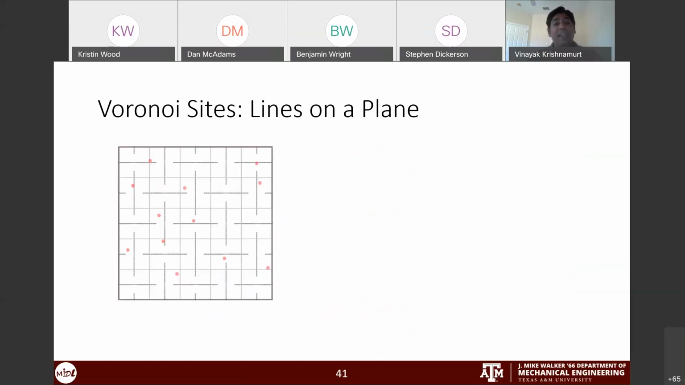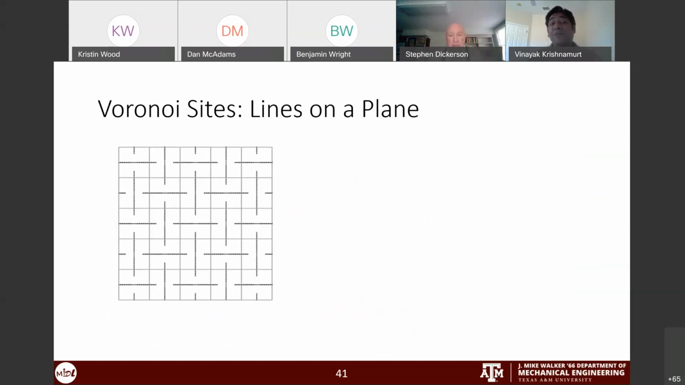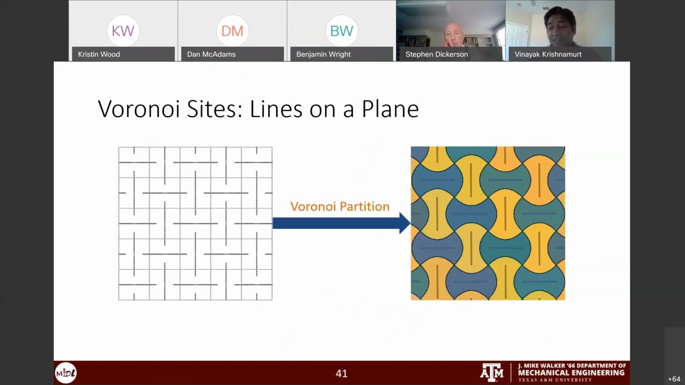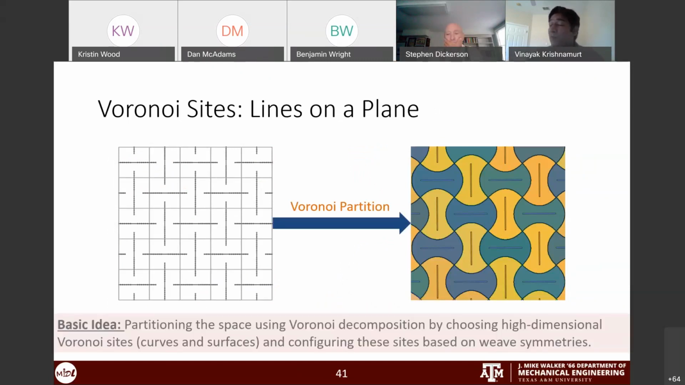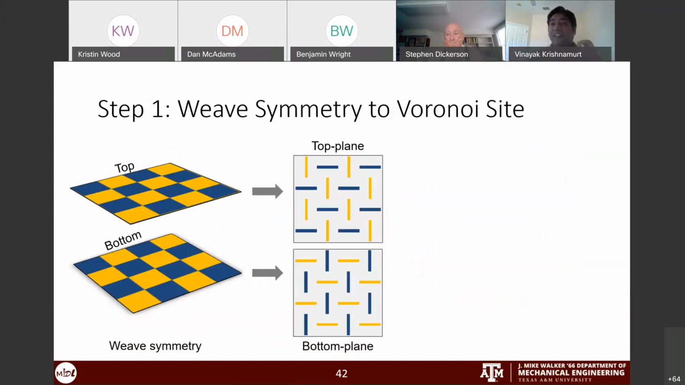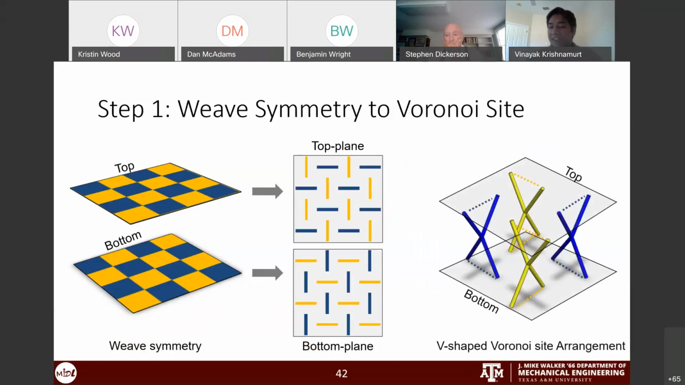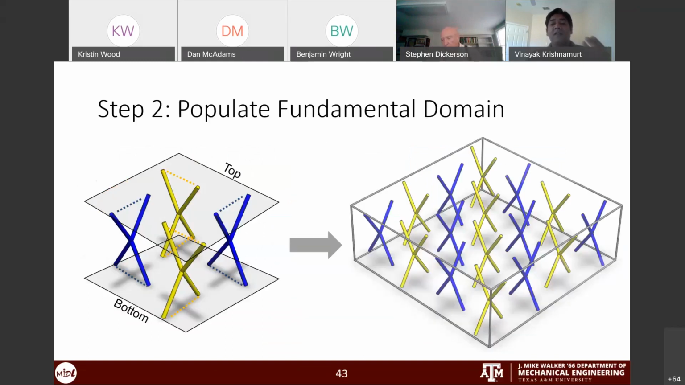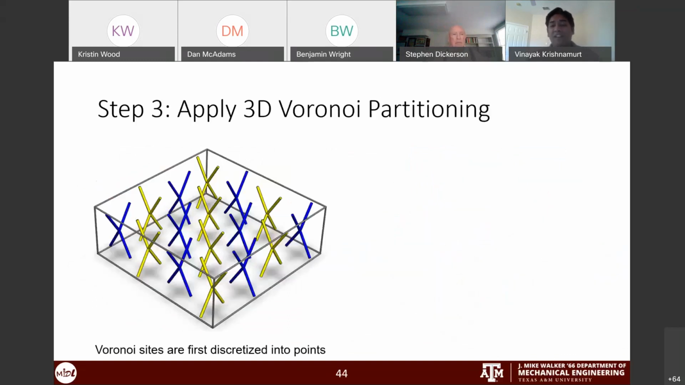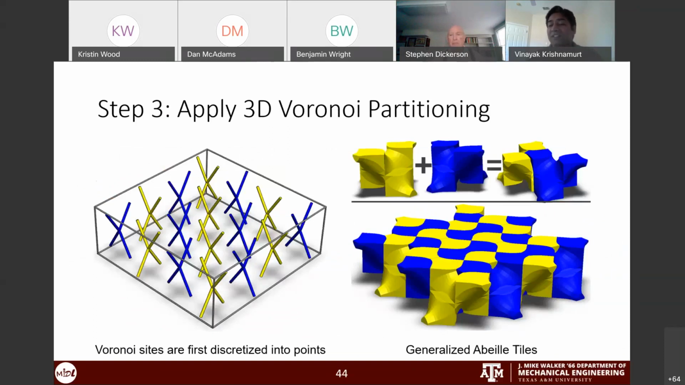We get these sets. Instead of Voronoi partitioning of points, suppose we have lines that are arranged according to the weave symmetries, we get a partition like this. Now, notice that these curves are not arbitrary curves. These are actually analytic curves. In fact, they are specifically parabolas. So essentially what we do is that we apply these two symmetries on two planes, top and bottom planes. We construct our Voronoi sides. So this is one example of side geometry. And based on this, we populate the entire fundamental domain, which is our volume. And we do Voronoi partitioning, and we get a partition such as this.